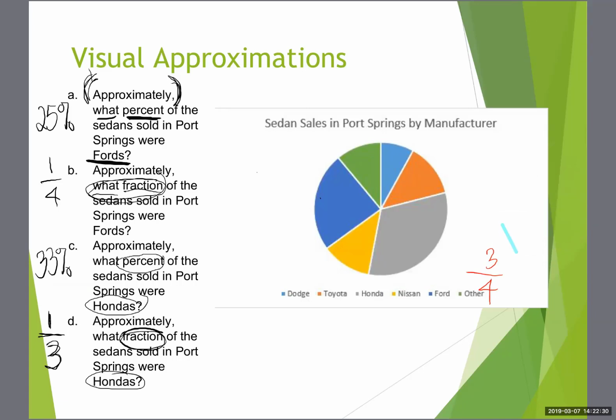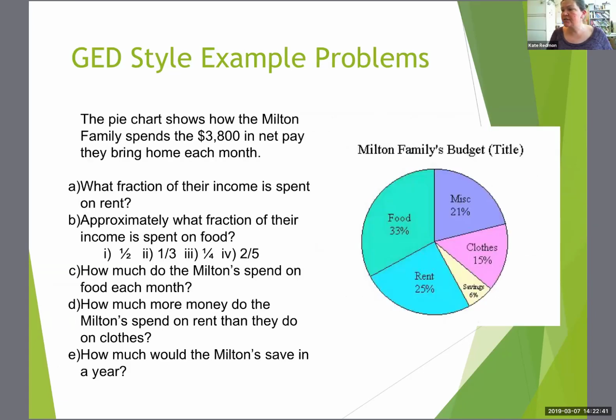Awesome. Good questions. Now we've built up our little visual approximation skill. Let's look at some of these GED style example problems. Okay. So we see this graph again, and let's go ahead and read that title. What does this graph tell me about? Milton family's budget. Yeah, so we're looking at the family budget. So now what we see is each piece of the budget represented by a piece of pie. What portion of their money they spend on food, what percent or portion of their money they spend on rent, and so on and so forth.